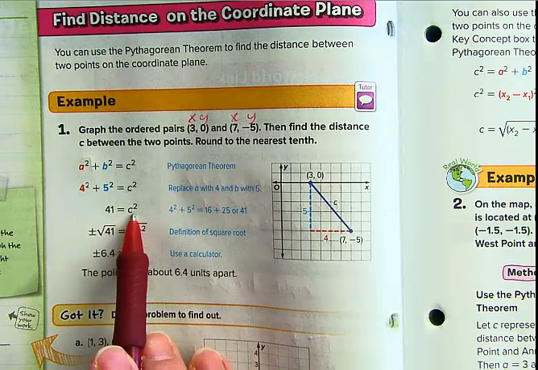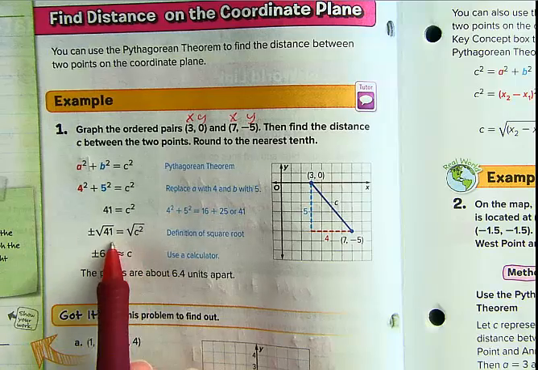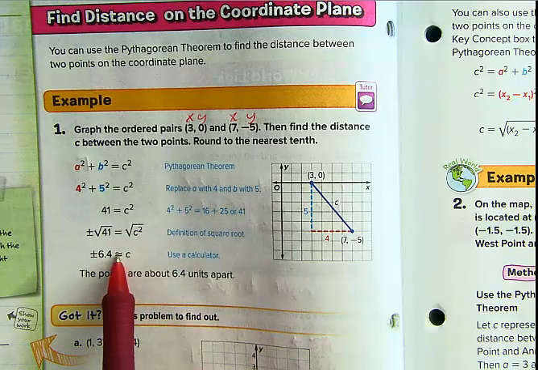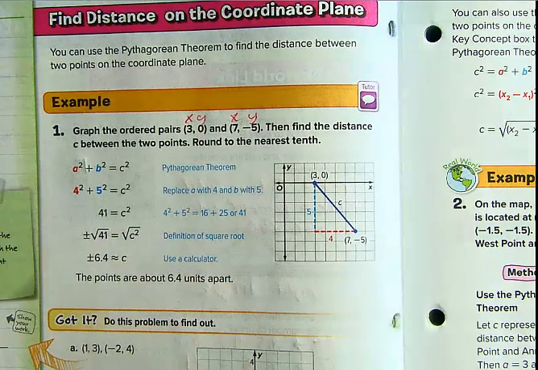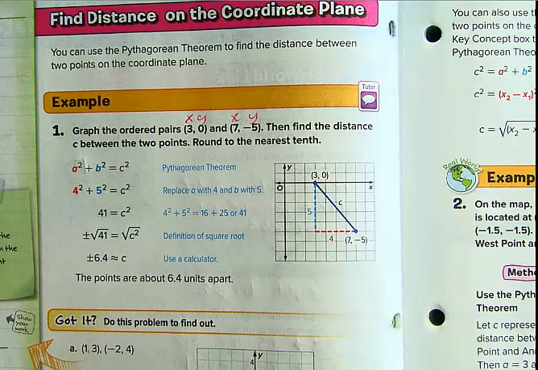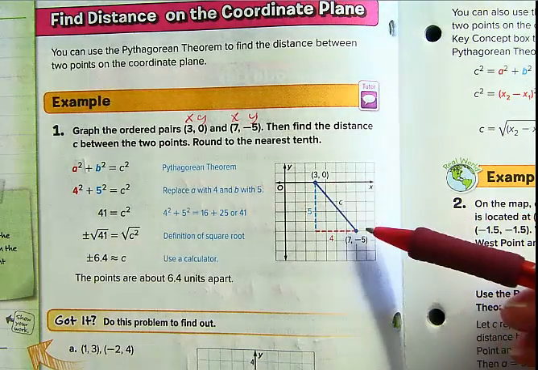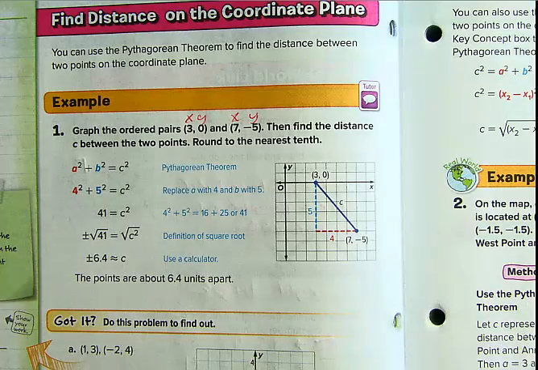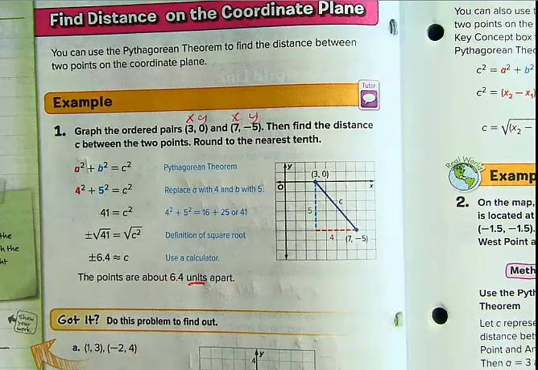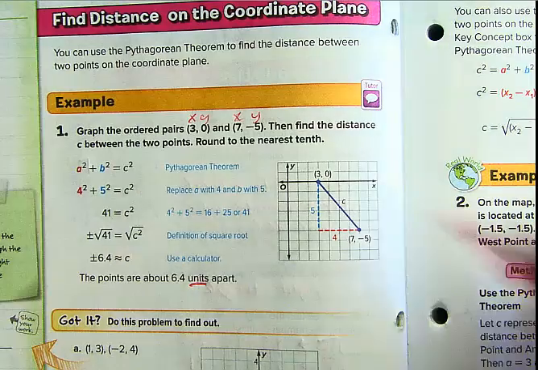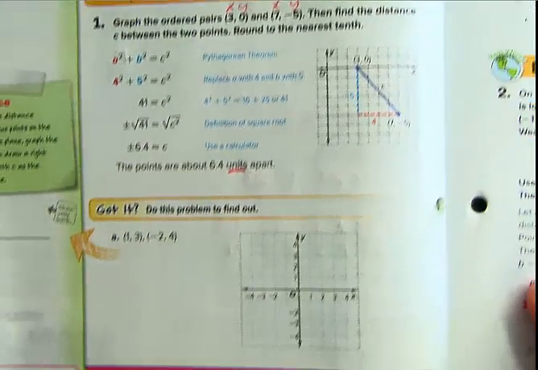So how do we get rid of a squaring? We take a square root. So you take the square root of both and you get about 6.4. Notice the squiggly equal sign for when you approximate or round. So this diagonal is approximately 6.4 units. Notice it said units. Anytime there's not an actual unit like centimeters or meters and you're on a grid, you should put units or UN.